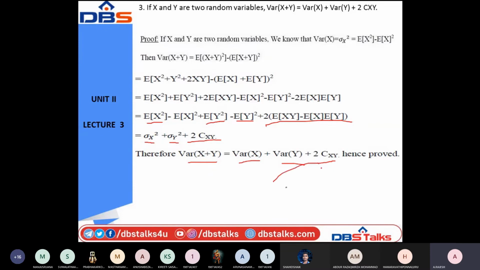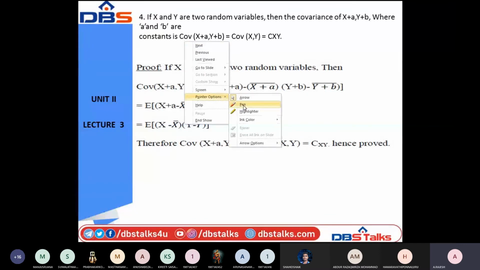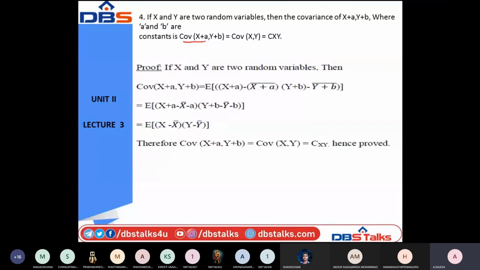Okay, we'll go for the next one. See here, if X and Y are two random variables, then the covariance of X plus a and Y plus b, where a and b are constants, is equal to covariance of X comma Y, which will be equal to Cxy. We need to prove that one.